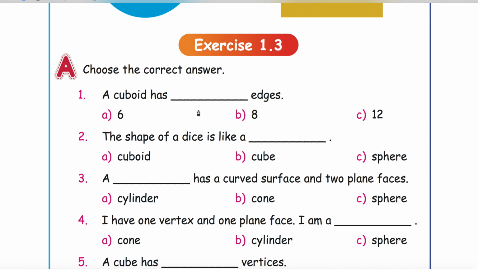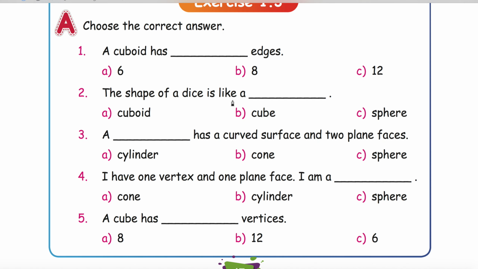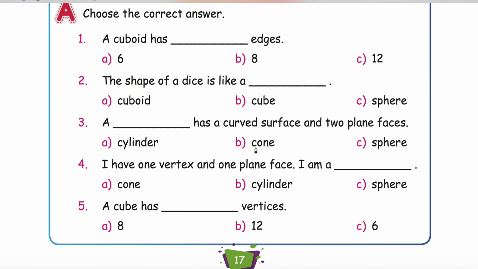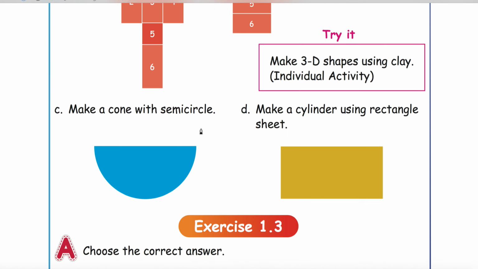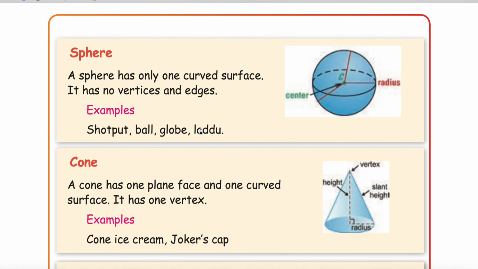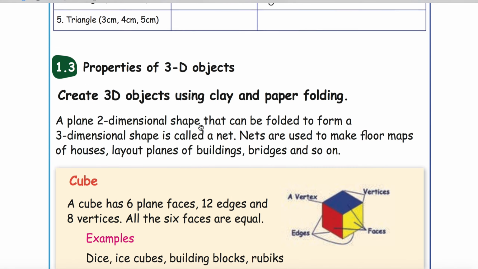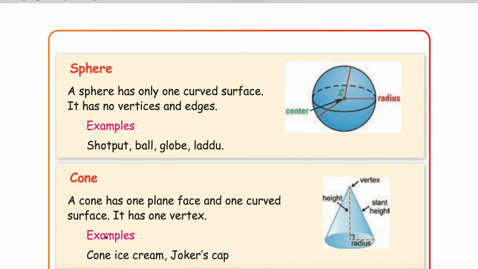Cuboid has dash edges, 12 edges. The shape of dice is like a cube. Dash has a curved surface and two plane faces. Cylinder. I have one vertex and one plane face. I am a cone. Cube has dash vertices. 8.